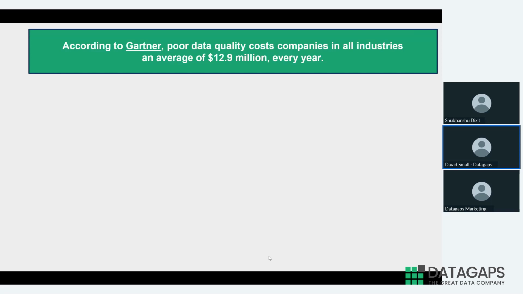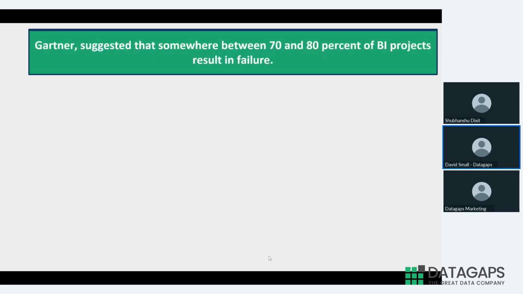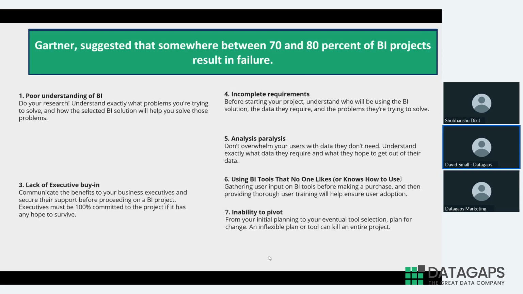According to Gartner, poor data quality costs companies $12.9 million every year. And then Gartner suggests that somewhere between 70–80% of all BI projects result in failure. And there's a lot of reasons for that. One of them has to do with the testing and the data quality. It could have to do with poor understanding of your business intelligence landscape. It also could be incomplete requirements and changing requirements, the inability to pivot and change directions, not being agile enough in your approach and such.